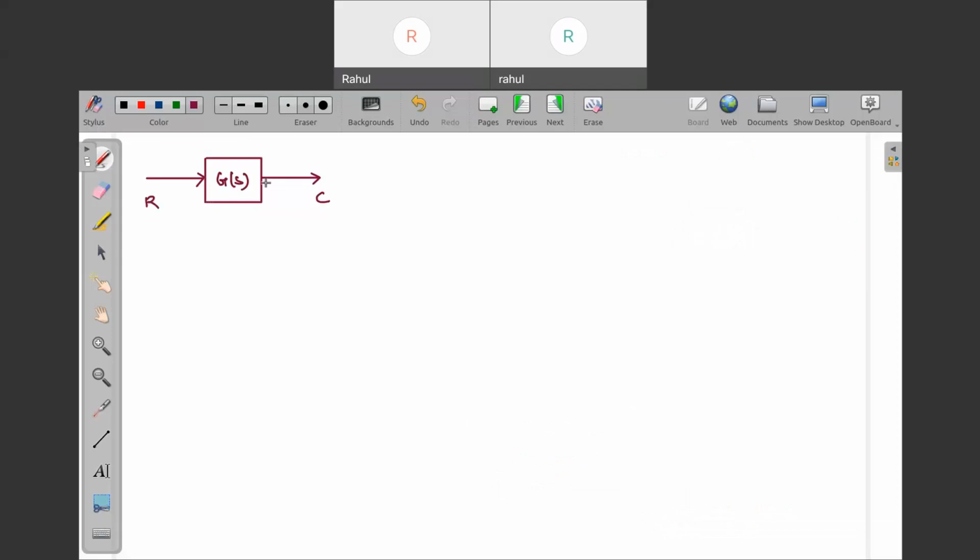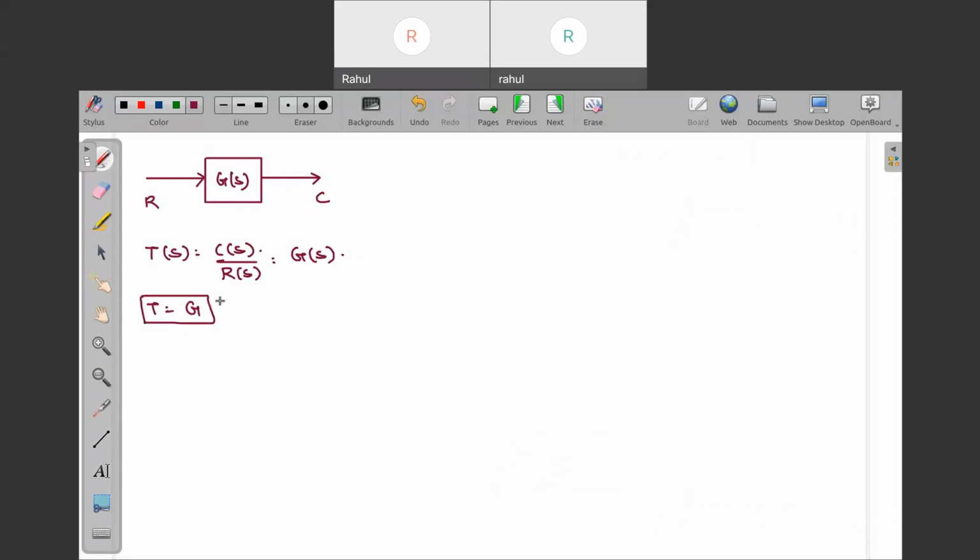So if this is G(s), then over here you can see what? That T, the transfer function T(s), is equal to what? Transfer function is equal to C(s) by R(s), that is equal to G(s). So you can even write T is equal to G.